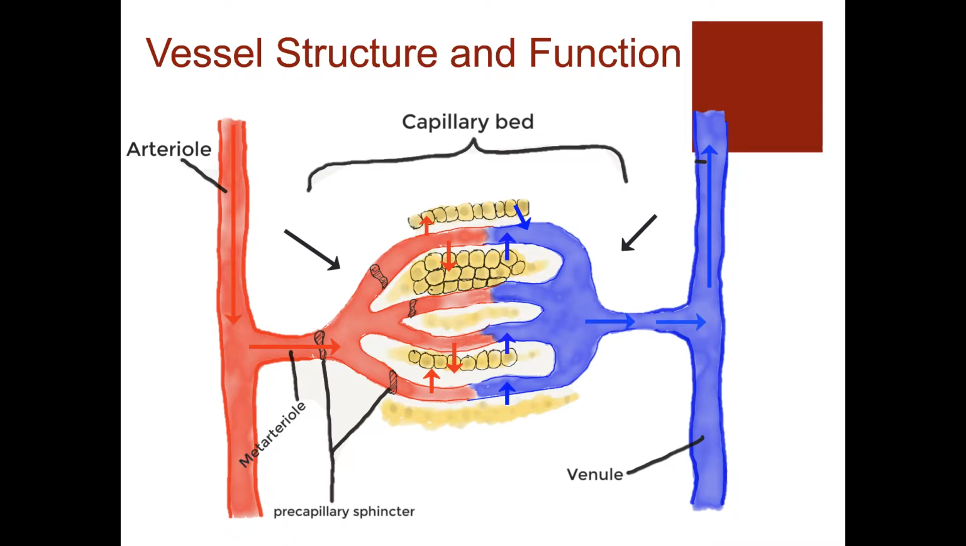Now, another important structure that I have labeled here are called precapillary sphincters. These precapillary sphincters represent single smooth muscle cells that have the capability of constricting and limiting or reducing the blood flow to certain areas of the capillary bed and therefore the organ or tissue. And we rely on these precapillary sphincters to control or reroute the blood flow depending on the body's physiological needs.